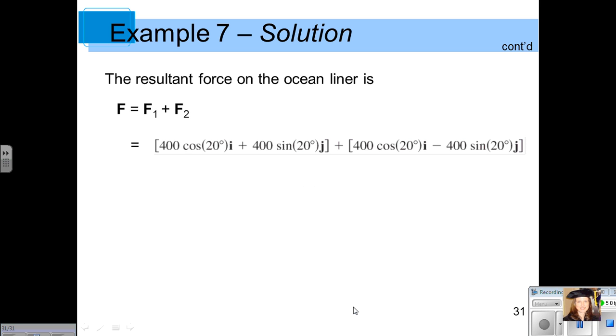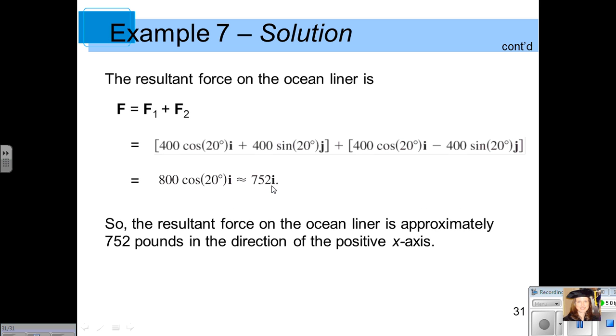F1 plus F2. So if we take F1 plus F2, we're going to add the corresponding components, the i's and the j's together. And we get 800 cosine of 20 degrees i, plus, well, when you add the j's together, this is a positive and this is a negative. Those are opposites, so we get a 0 for the j. So the resultant vector is 752i.